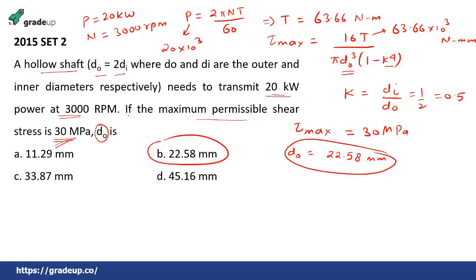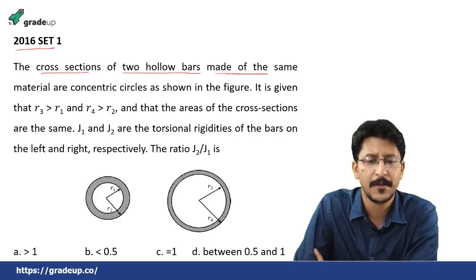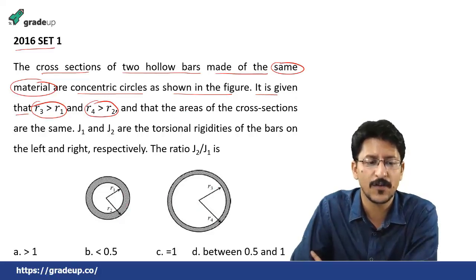Next question, GATE 2016 set 1. The cross sections of two hollow bars made of the same material, okay, please note these words, same material, are concentric circles as shown in the figure. Okay, it is given that R3 is greater than R1 and R4 is greater than R2. The outer diameter of this one is greater than this and the inner diameter of this is greater than this. Okay, and the areas of cross sections are same.